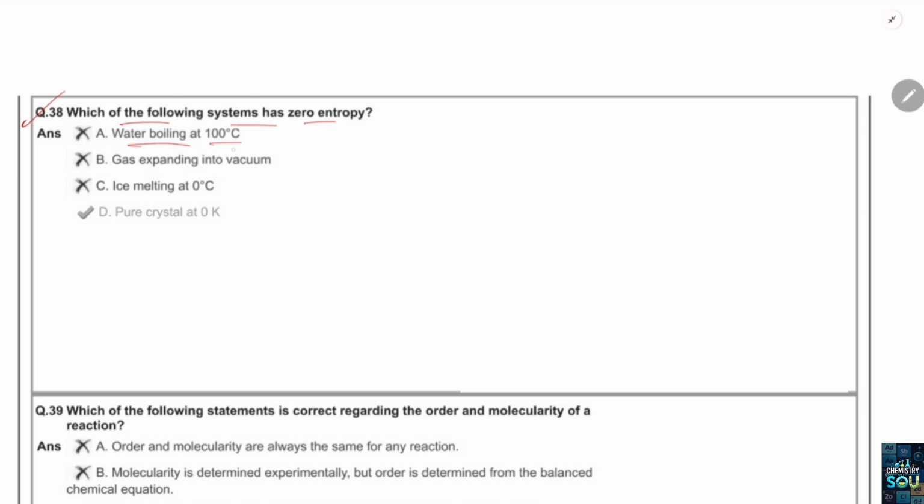Question number 38, which one of the following systems has zero entropy? Water boiling at 100 degrees centigrade, no. Gas expanding into vacuum, no. Ice melting, no. Pure crystal at 0 Kelvin. So option D is correct. This is the statement of the third law of thermodynamics.